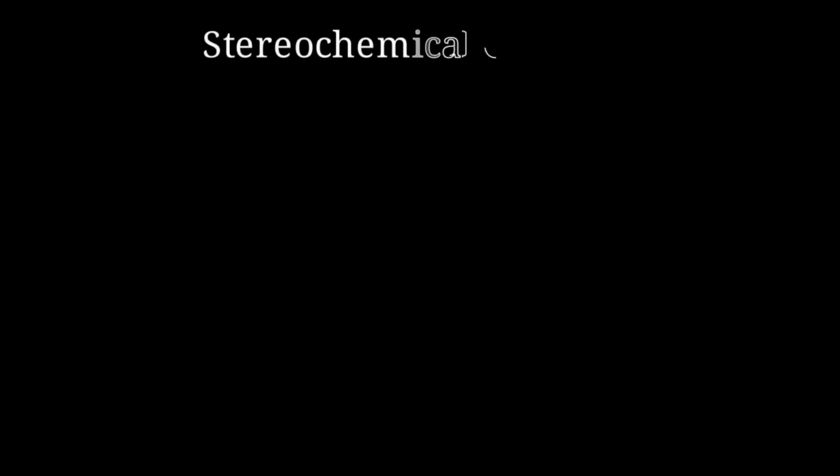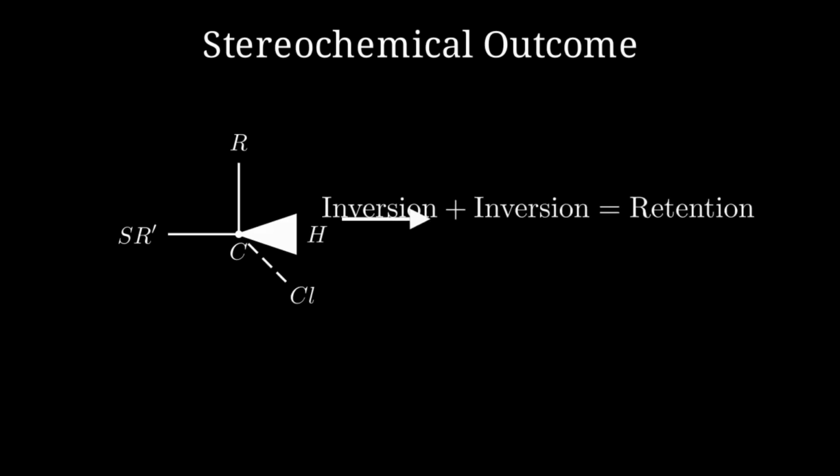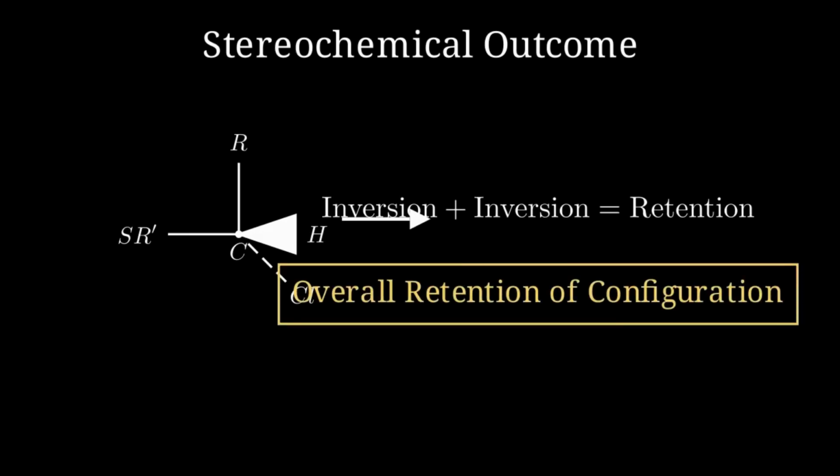A key feature of NGP is the stereochemical outcome. Since two successive SN2-like inversions occur, one internal and one external, the final product often shows a total retention of the original configuration, unlike a standard SN2 reaction which results in inversion.